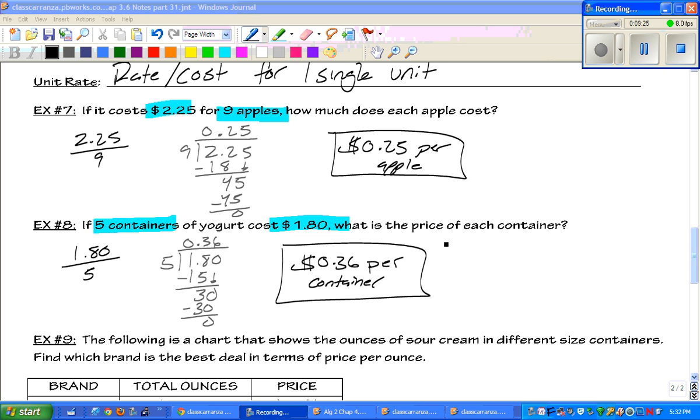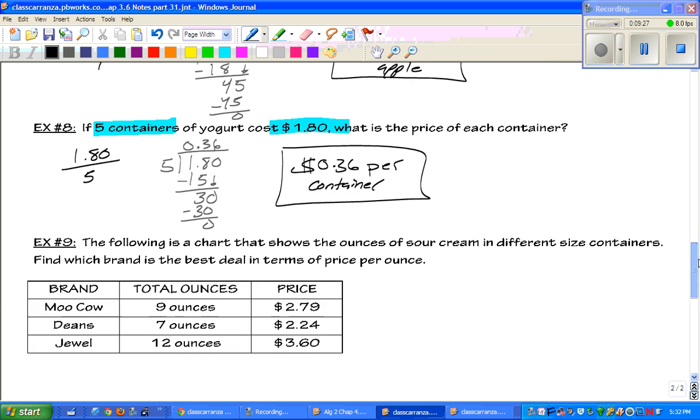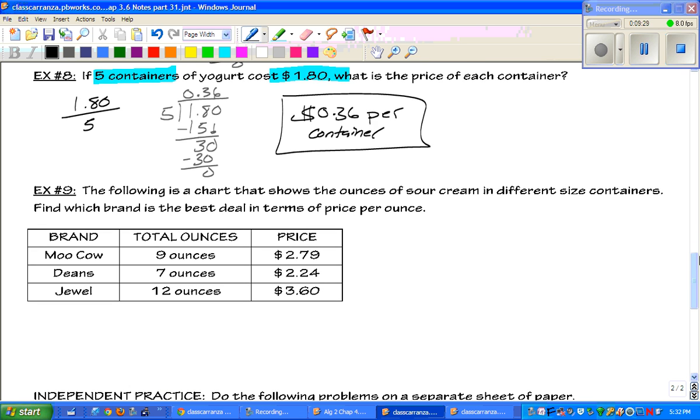All right, so you might be asking yourself, Mr. Grice, why are we doing this? This is a huge pain in the butt. Well, when you're going to grocery stores and doing bargain shopping, you always want to get the best deal. And to find that out, you need to know what the unit rate is. So here's an example. We got 3 different types of sour cream, and you are going to find the price per ounce for each one of these.